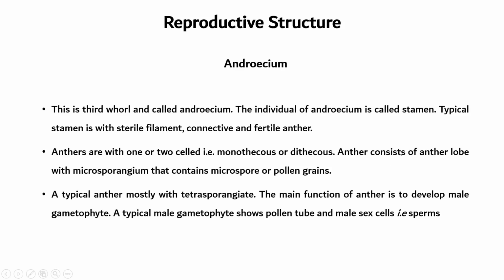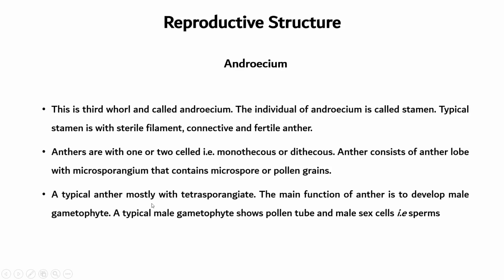Anthers consist of anther lobes with microsporangia. The number of microsporangia is 2 or 4 or 1, and they contain male reproductive spores. They are called microspores. Micro means small or male, and they commonly consist of pollen grains, microspores or pollen grains.